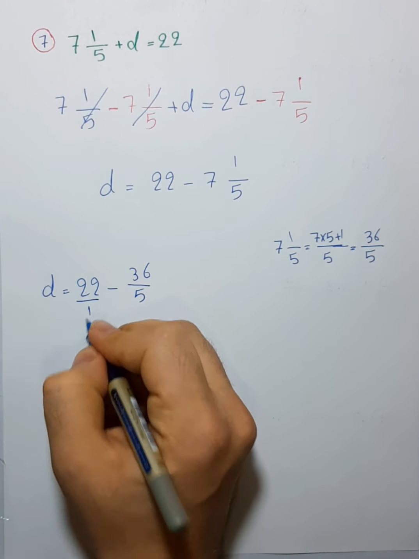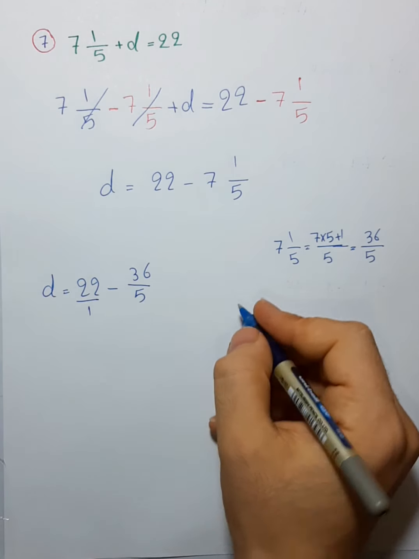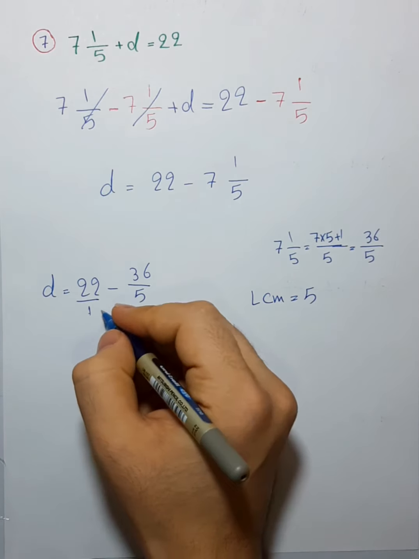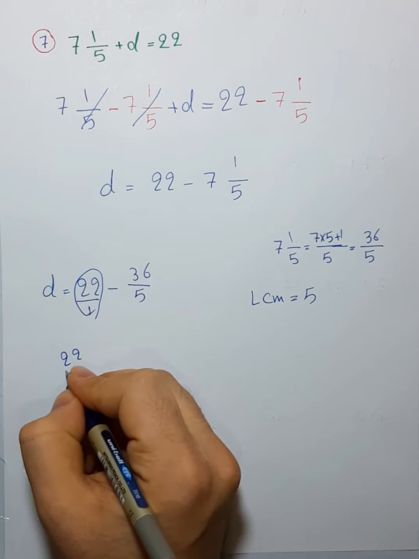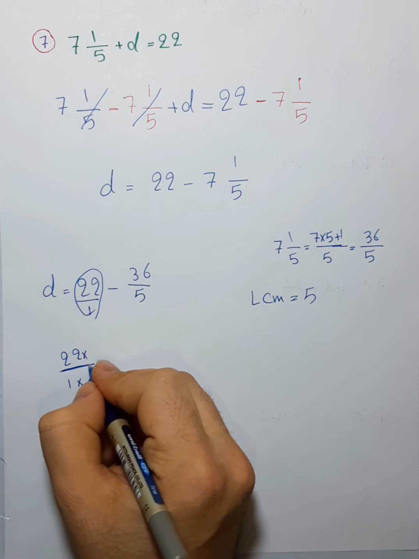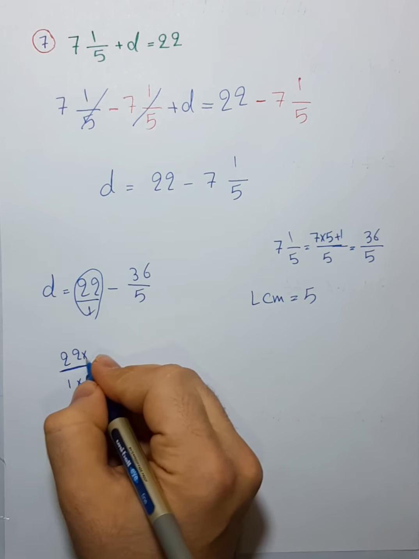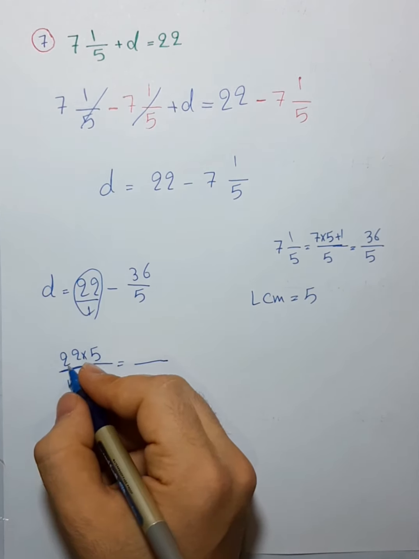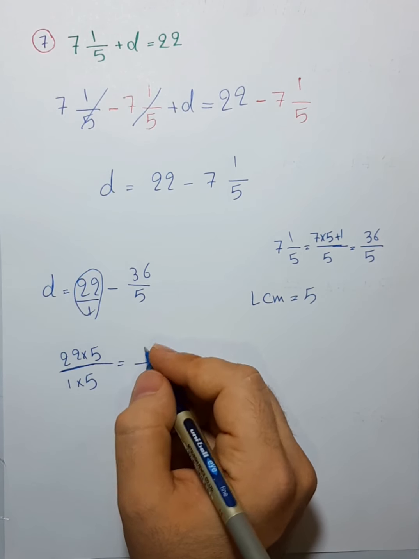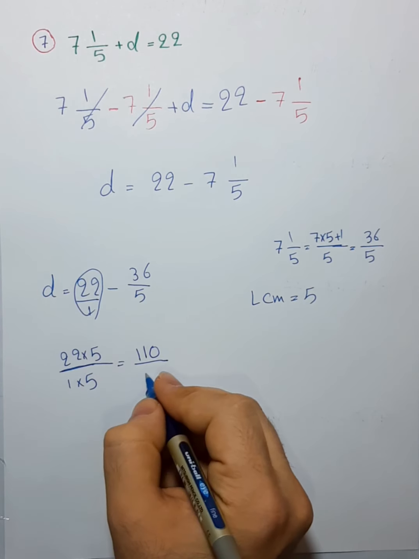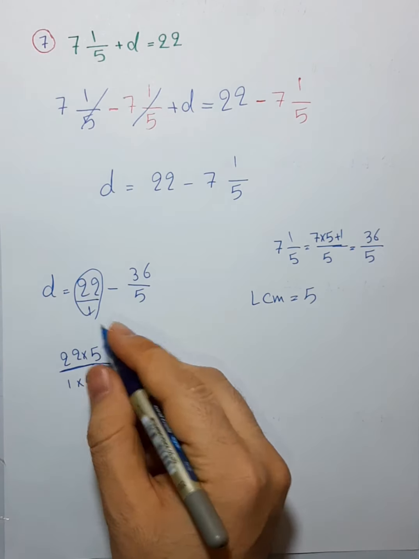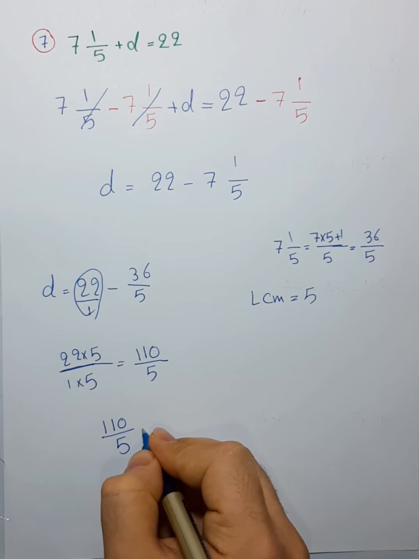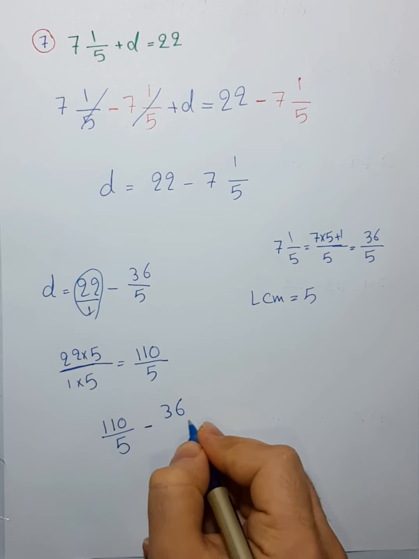Change this whole number to a fraction by writing 1 as a denominator and find the least common multiple for 1 and 5. The least common multiple for 1 and 5 is 5. You have to change this fraction, 22 out of 1. 1 times what number equal to 5? You have to multiply by 5, and 22 multiply by 5. 22 multiply by 5 equal to 110. 1 times 5 equal to 5. So the new fraction is 110 out of 5 minus 36 out of 5.